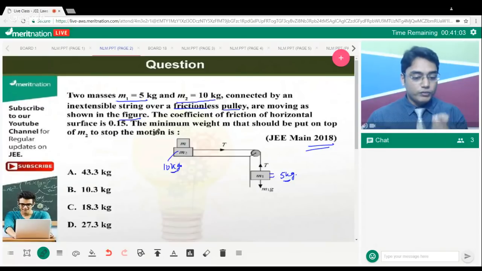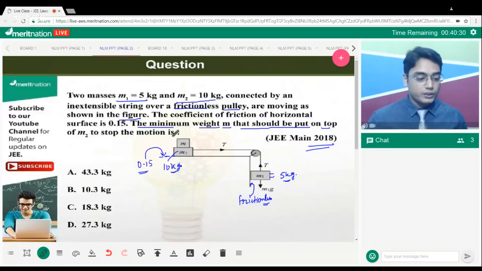The coefficient of friction of the horizontal surface is 0.15, meaning this is the horizontal surface, and its coefficient of friction is given as 0.15, right? What about the vertical surface? This vertical surface is basically frictionless, right? And this thing is moving, right? So the question is: what is the minimum weight M that should be put on top of M2 to stop the motion?